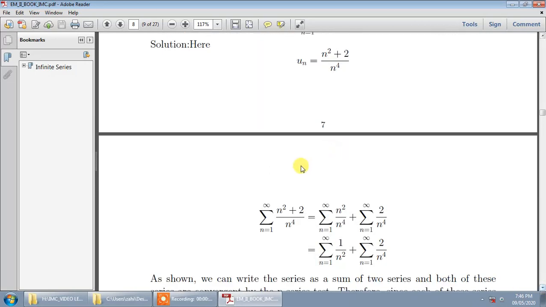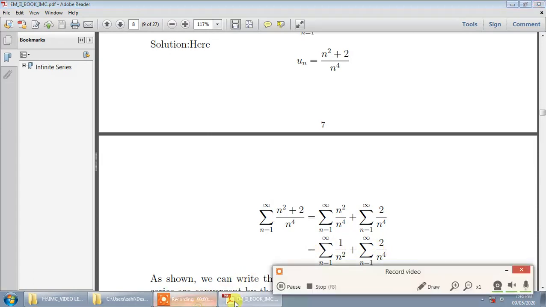Now if I take a summation and separate it, you know that the summation of a plus b is summation a plus summation b. So using that property we get summation n square by n raised to 4 plus summation 2 by n raised to 4. N square by n raised to 4 gives you 1 upon n square, and the 2 can be taken out, leaving 1 upon n raised to 4.